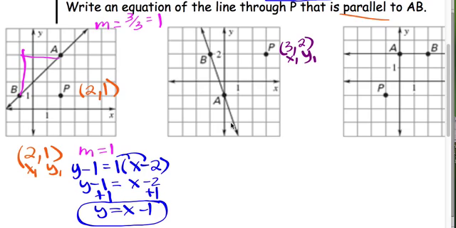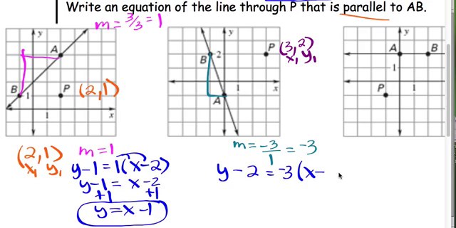This line is going down as you go to the right, so this should have a negative slope. It's going down 1, 2, 3, and over 1, so down 3 over 1, which means my slope is negative 3. So I need to plug this into my point slope formula and simplify again. y minus y1, which is 2, equals the slope, negative 3, times x minus x1, which was 3.